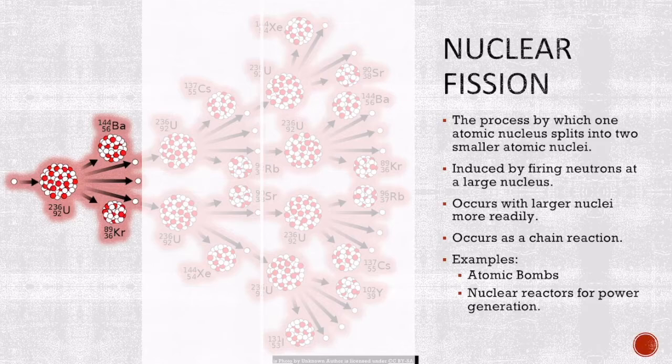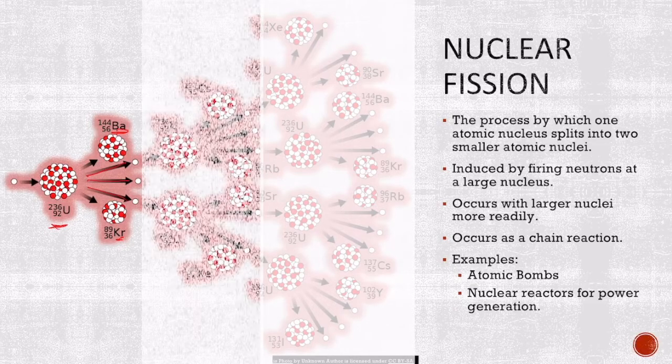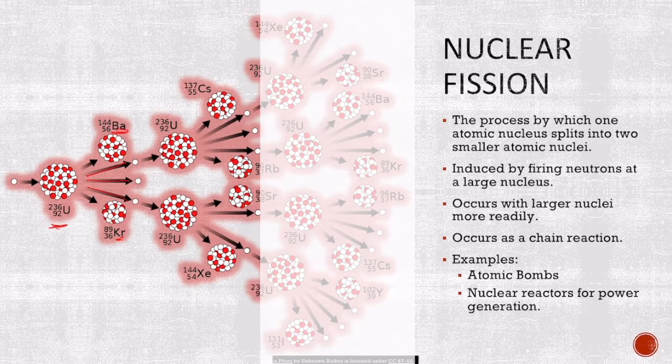This occurs as a chain reaction, and that's what this picture that I have here is showing. You'll notice that we're starting over here with uranium-236, and that's breaking up into barium and krypton. And when this reaction occurs, there are 3 neutrons released. Those neutrons can then hit other uranium atoms, and those uranium atoms will split into smaller elements. So here we've got xenon, strontium, rubidium, and cesium.